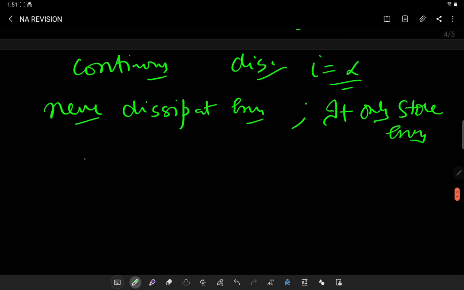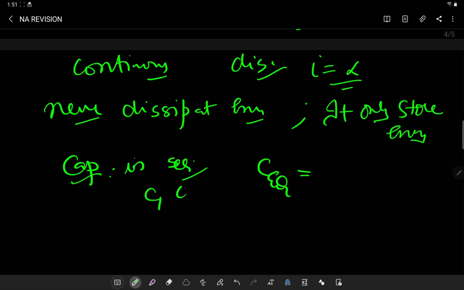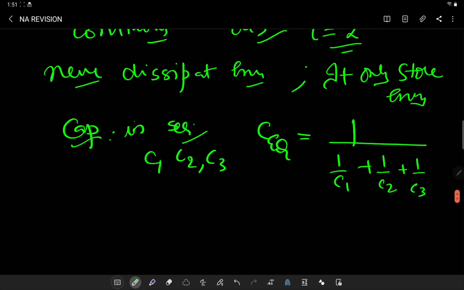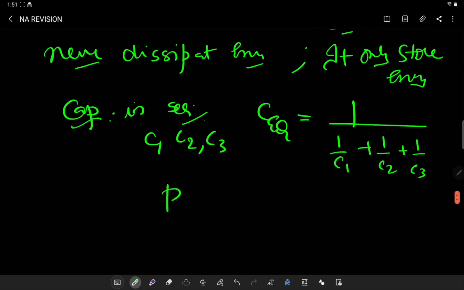Now capacitors in series, we will be having C equivalent. If there are capacitors C1, C2 and C3, C equivalent will be something like 1 by C1 plus 1 by C2 plus 1 by C3. And if they are in parallel, we will be getting an expression something like C equivalent is C1 plus C2 plus C3.